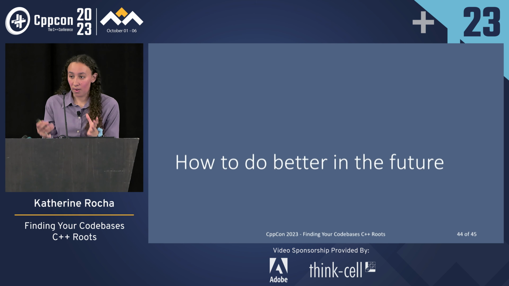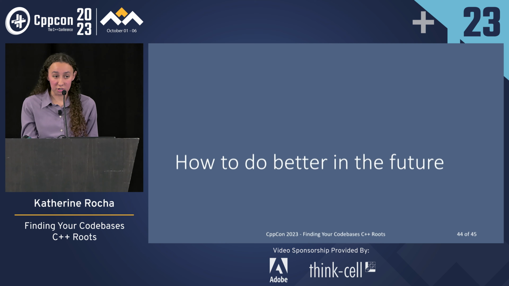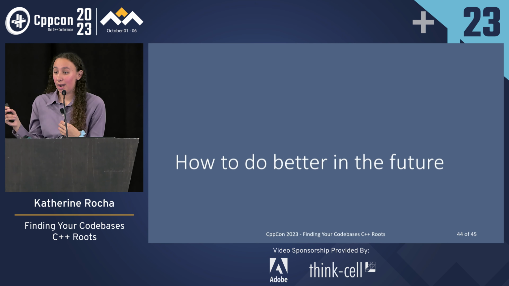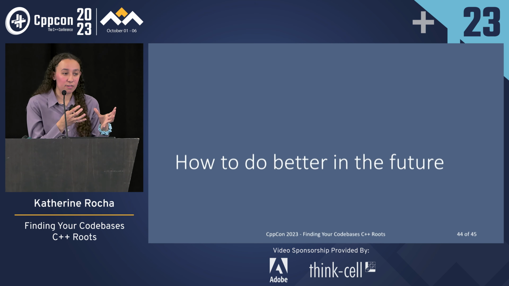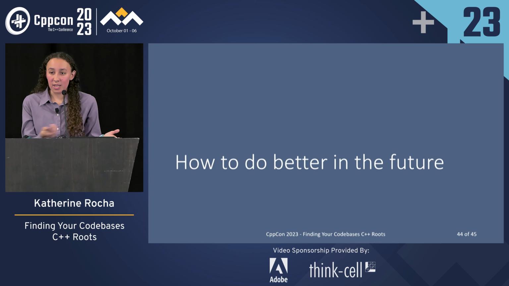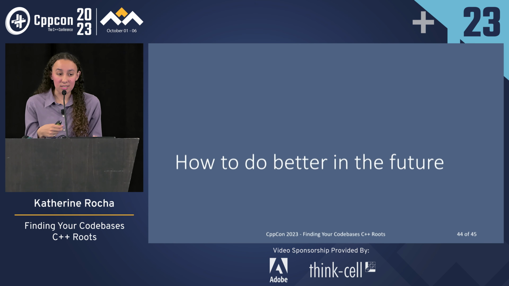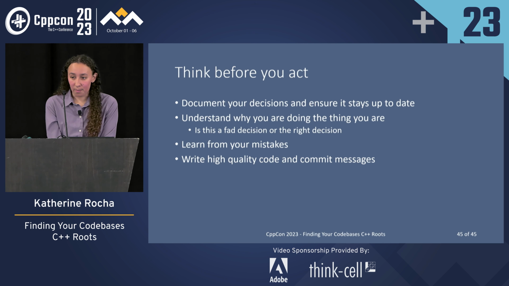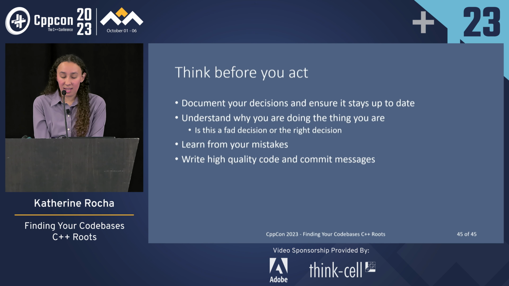And then, how are we going to actually end up doing better in the future? So we've figured out how to deal with the past code, but now we need to write our code better. And a lot of that is reflecting on the things that we see and figuring out, we do make mistakes, so how do we make fewer mistakes and how do we write better code? To do this, we really need to think before we act. We need to look at it and document our decisions so that they stay up to date, as well as understand why we're doing the things that we're doing.